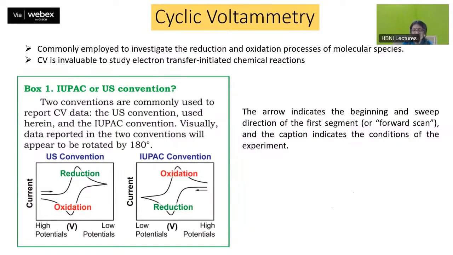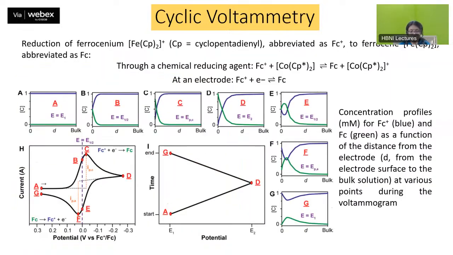The arrow over here indicates the beginning and the sweep direction of the first segment, or the forward scan, and the caption indicates the conditions of the particular experiment. As you can see, it starts from the high potential and moves to the low potential in all cases. Only the convention differs, how you are representing it.